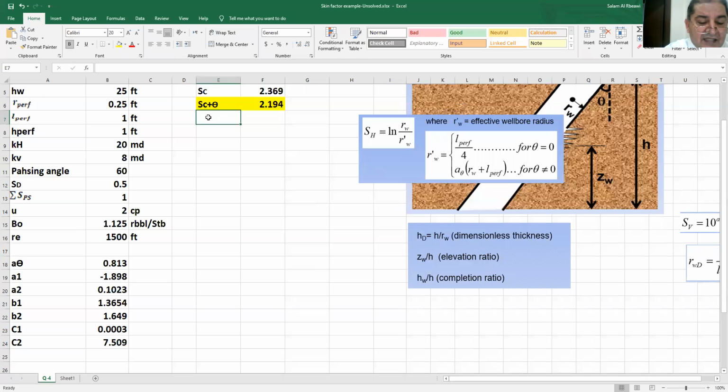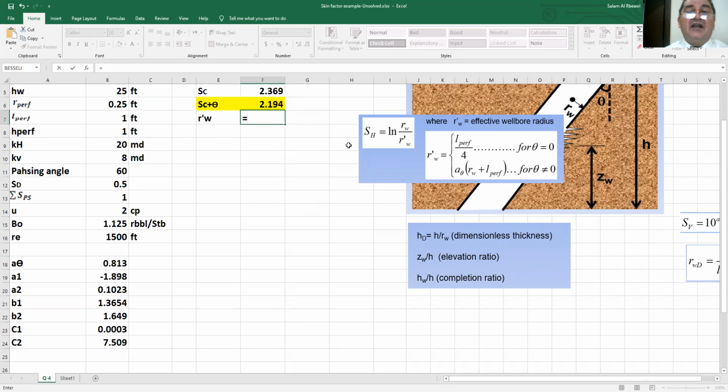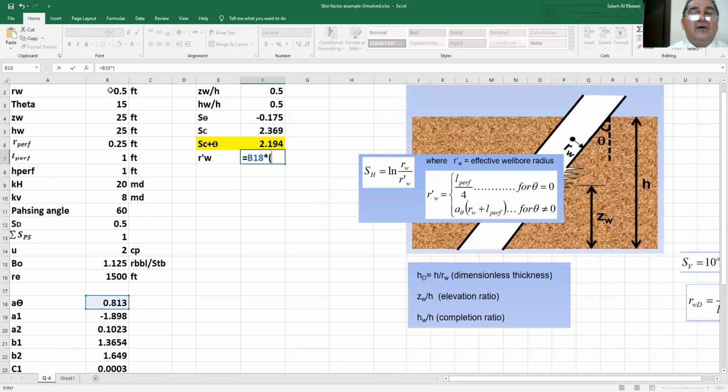So let me now calculate R dash W, the effective wellbore radius. I'm going to go with this one because the phase angle is not 0. It is 60. So A theta times RW plus the perforation length. Just follow me, guys. Now I am going to calculate S sub H. What is S sub H? S sub H is ln of RW divided by RW dash. And we are good.